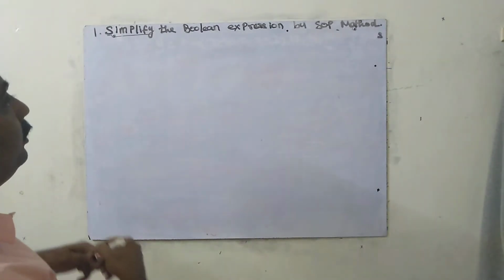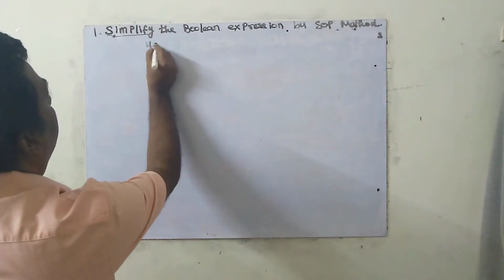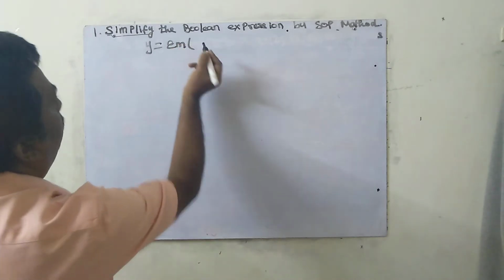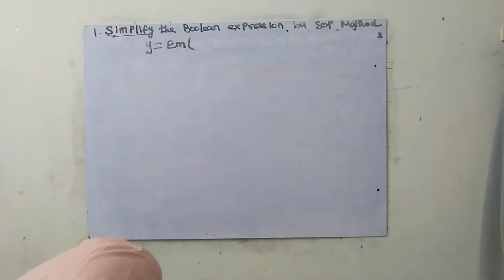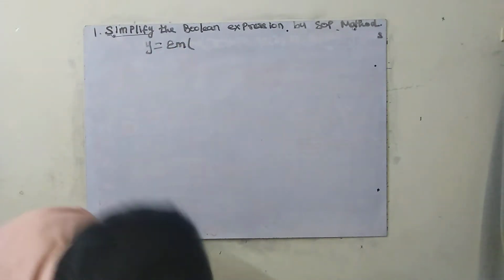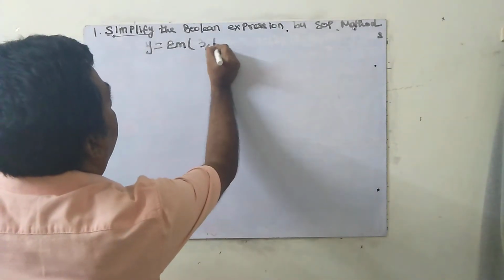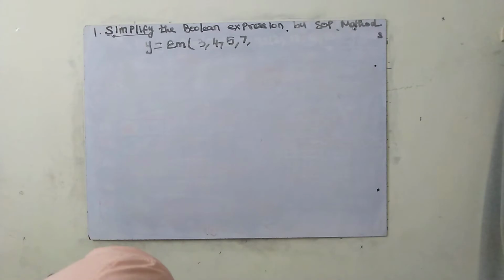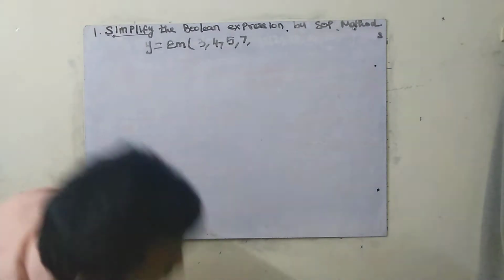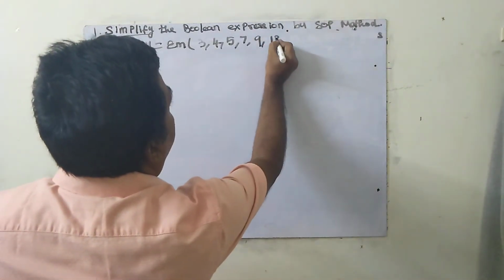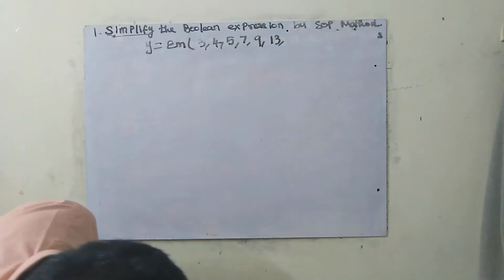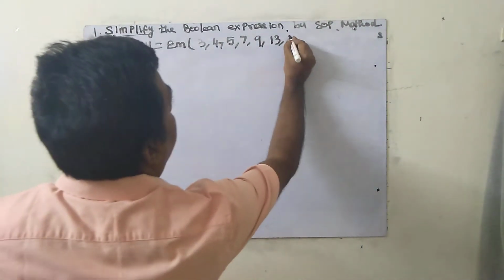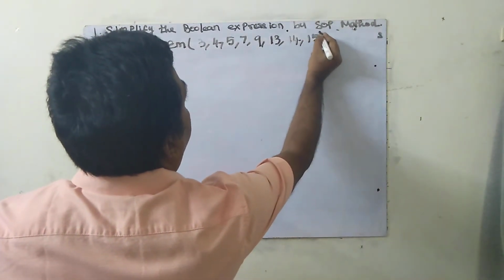Solve the simplified Boolean expression using the SOP method. Y equals sigma m of 3, 4, 5, 7, 9, 13, 14, 15.